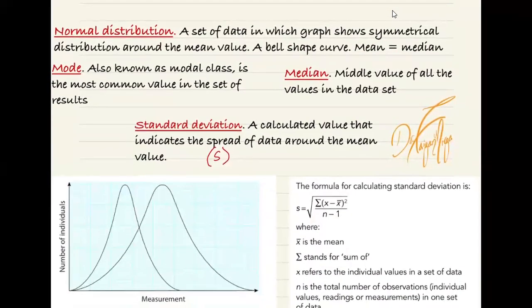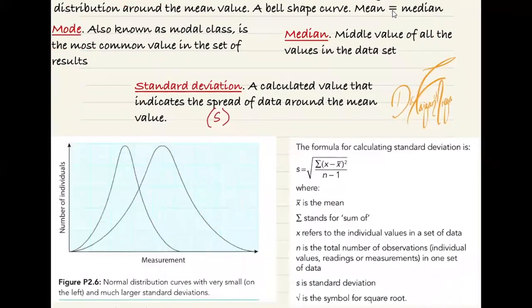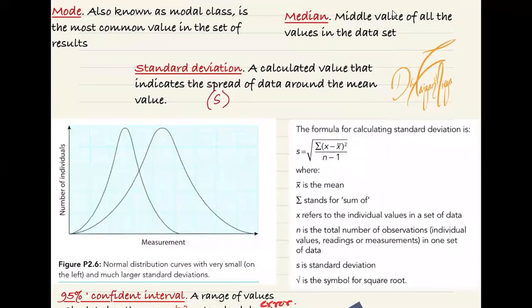So mode, what is mode? Mode is also known as the modal class, in which the most common value is there in the set of results. Median is the middle value of all the values in the data. You have studied mean, mode, median previously in your previous statistical classes back in your O-level previous standards.